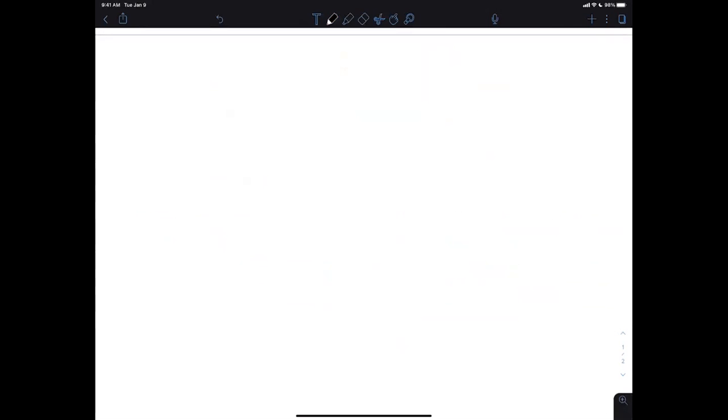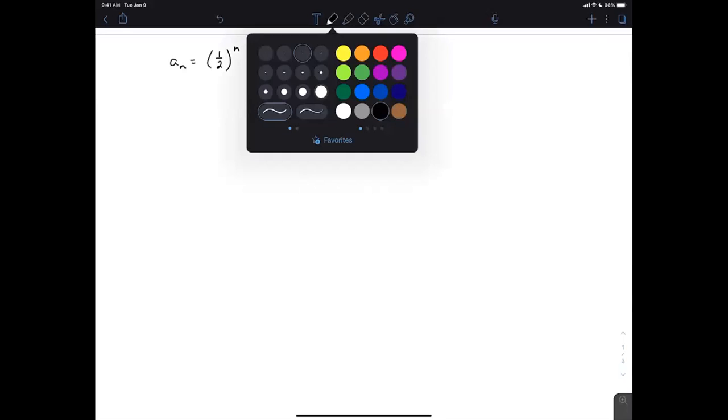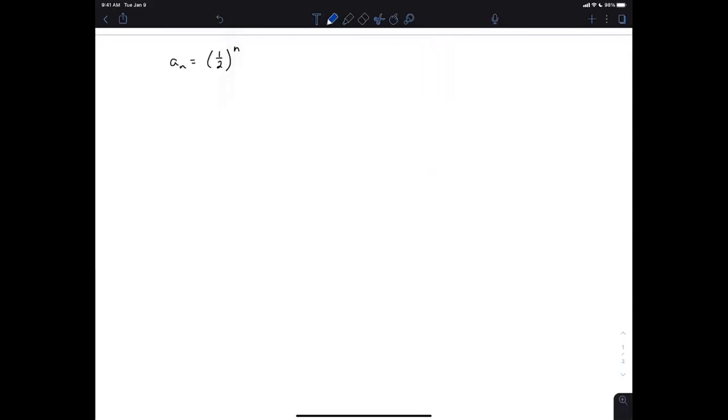So the first thing I want to look at is this sequence a sub n, and we've looked at this one before, and we'll probably talk about it again at some point, but this is an easy one to start with. I want to look at the sequence a_n = (1/2)^n, and then I also want to talk about the sequence S_n = the sum from k = 0 to n of (1/2)^k.